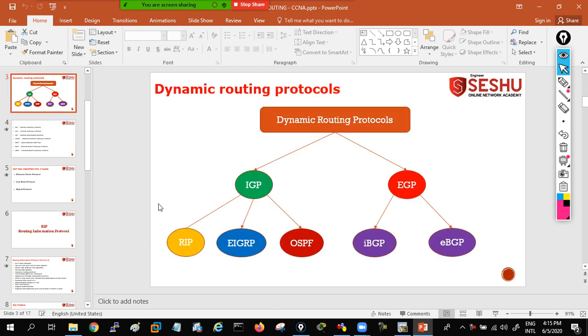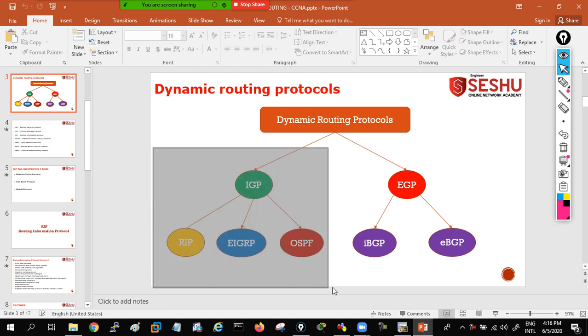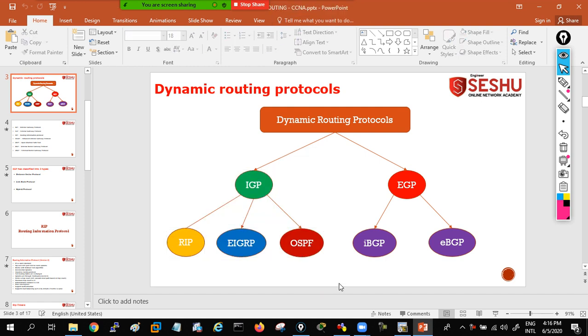Okay guys, but don't worry about that. Let's say first you learn about RIP, then after that EIGRP, then after that OSPF. Then after that again I will explain to you what is IGP. If I start explaining now you will think in a different way. So let's start with the RIP protocol, then we will see EIGRP, then OSPF. Once all these protocols are done, then we'll go to IGP.